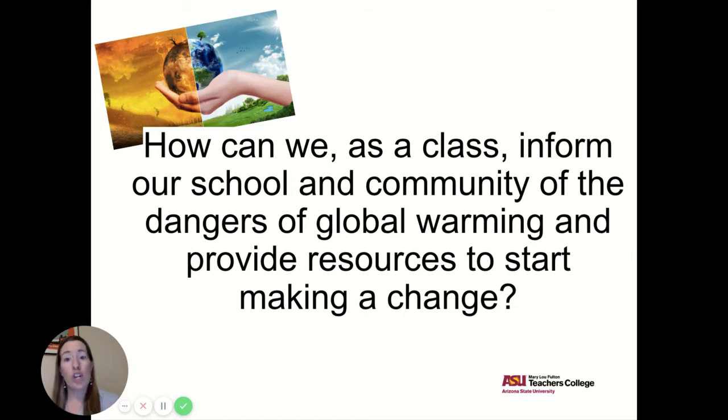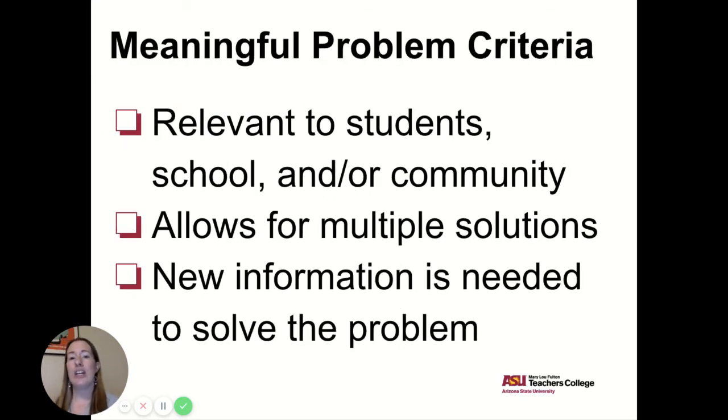Well, to help you determine a meaningful problem, I Teach ELLs has developed a set of criteria. So these are the three criteria that a meaningful problem should have in order to be considered meaningful for a P-Bell experience. So first, your meaningful problem should be relevant to your students or your school or your community. And when I say relevant, I don't mean high interest. I'm not talking about Pokemon or Minecraft. I'm talking about relevant as in significant, as in meaningful and purposeful.